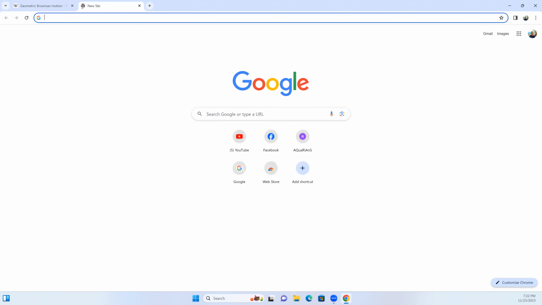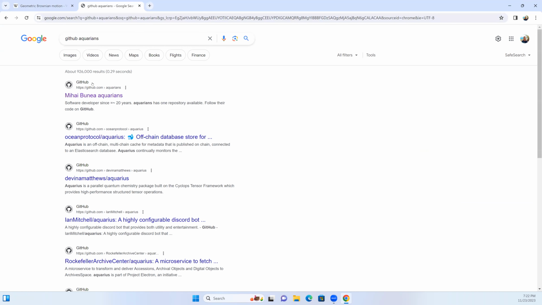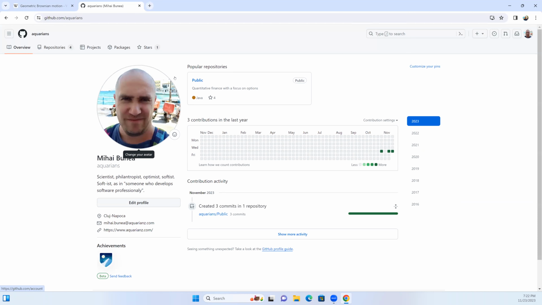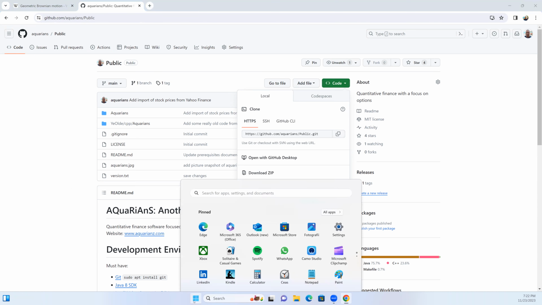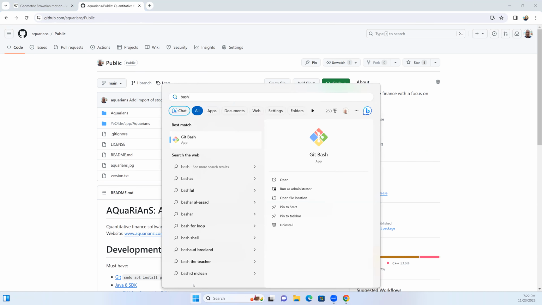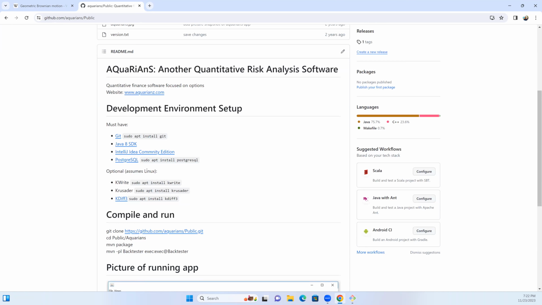So go to GitHub Aquarians. Download the code. We're going to use HTTPS. I've covered the prerequisites and how to install them in a previous tutorial. You could watch that if you don't know how to install them. Otherwise, you just have them here.